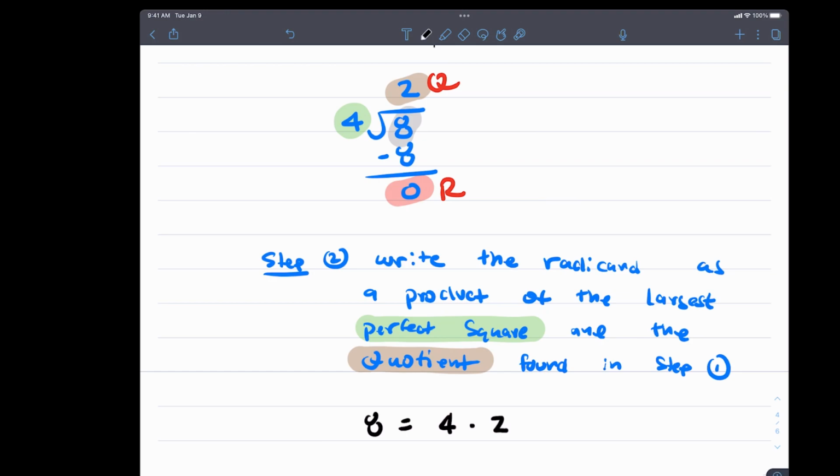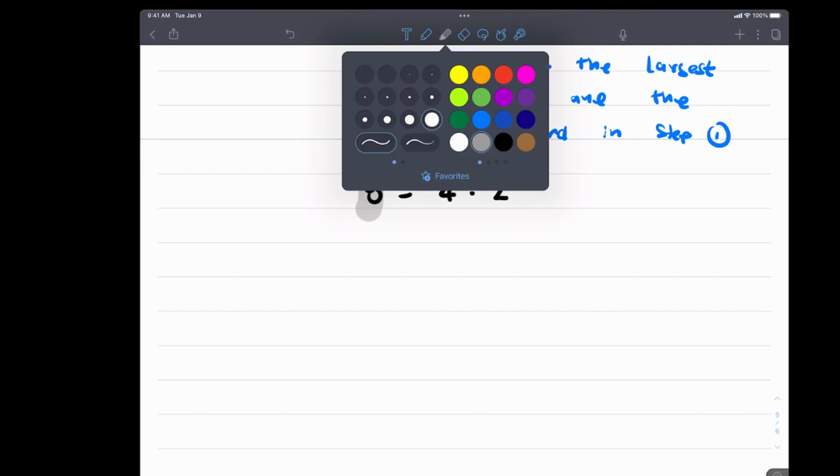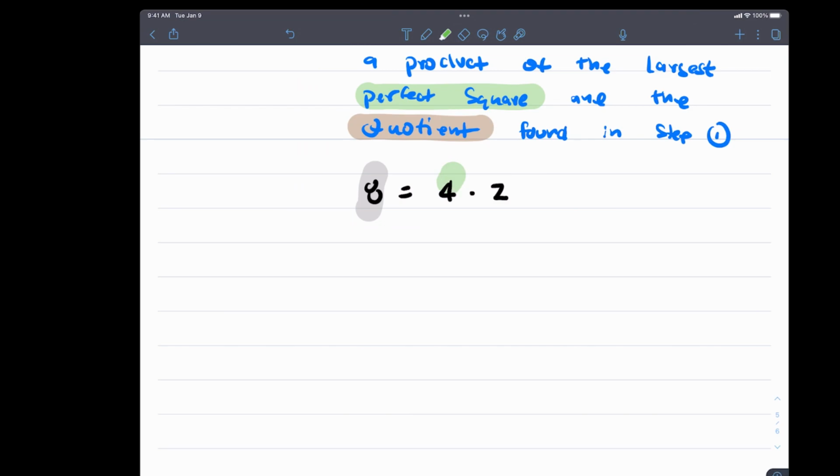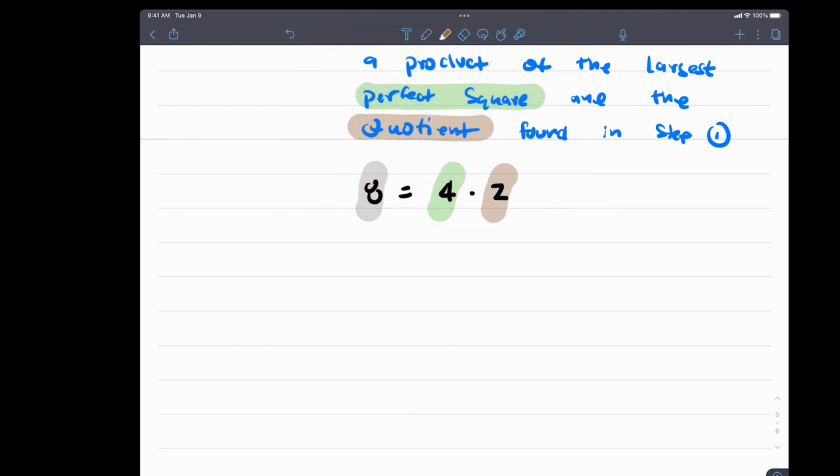We're almost there, ladies and gentlemen. This is the hardest part. So let me color coordinate this. Yes, 8. I'm going to go through the details. 4 is your perfect square. 2 is the quotient, right? And then you see that dot? What does that dot mean? That's product. It means to multiply. The first part, step 1, is the hardest part.